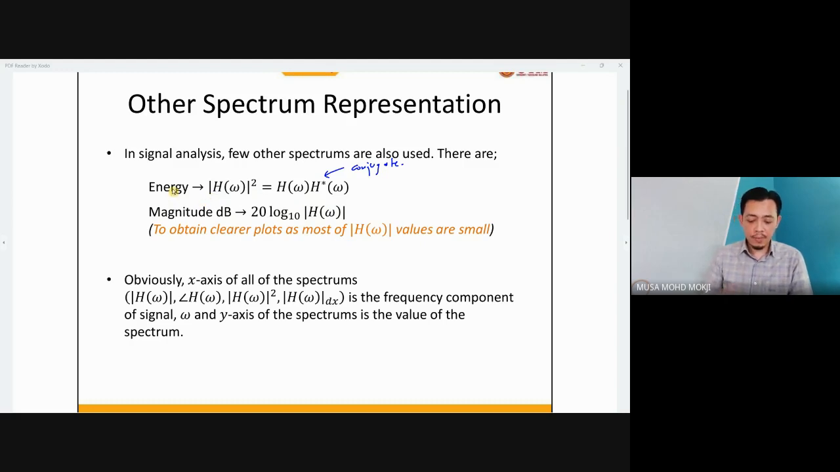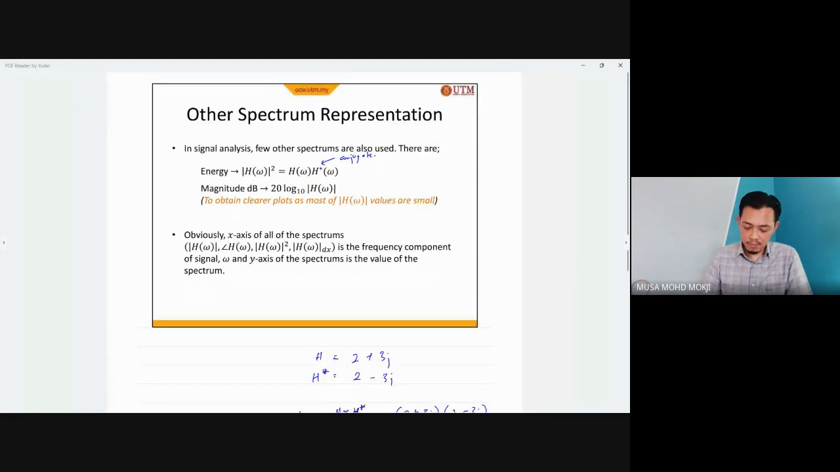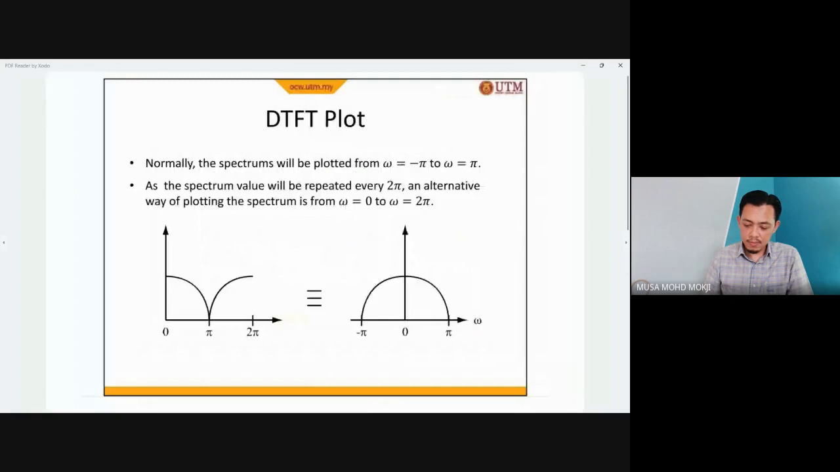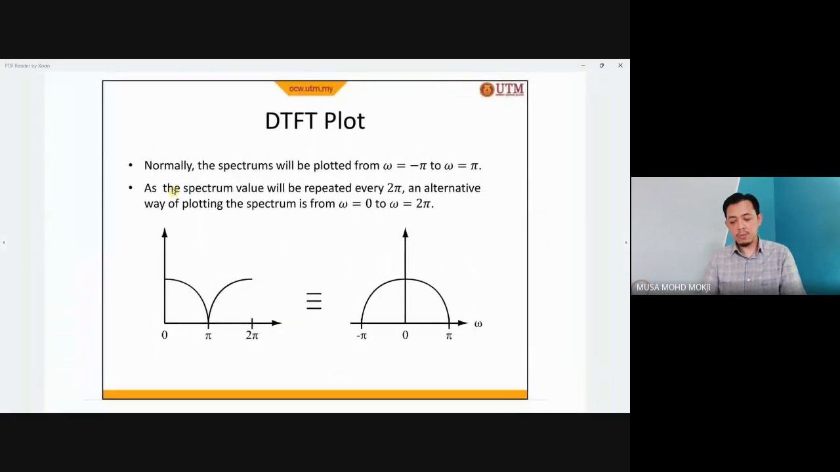So those are the things that we have here. We have magnitude, we have phase, we have energy, and we have dB. So this is the last one before we take a break in this first session. So this is the DTFT plot.